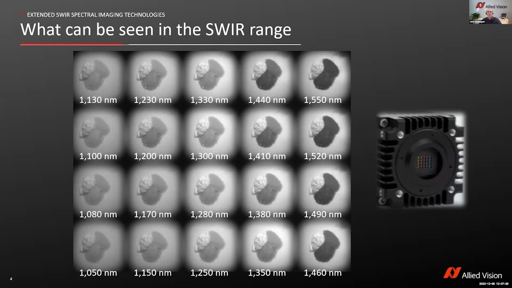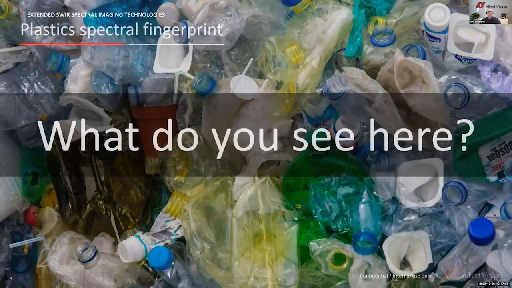And as you can see clearly, at 1410 nanometers these substances distinguish most. So you can imagine if you are using extended SWIR cameras, you have much more materials you can identify by spectral imaging. And let me give you another example.